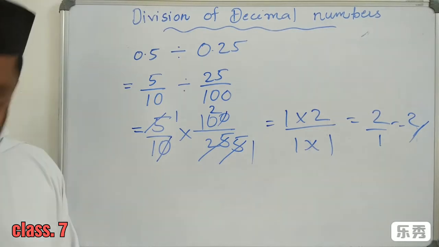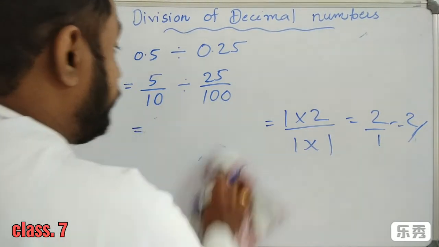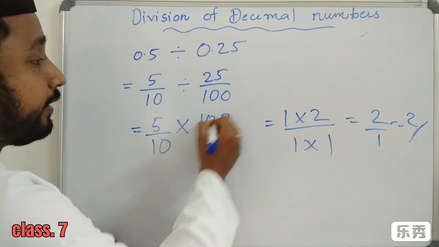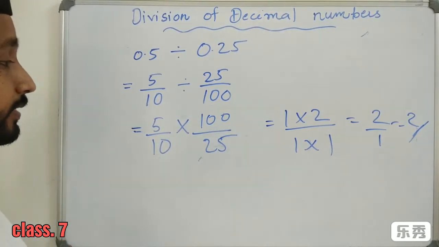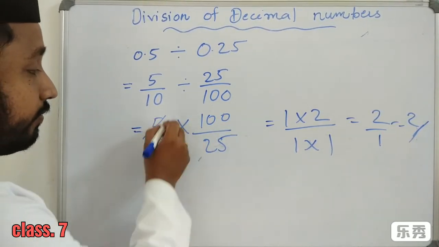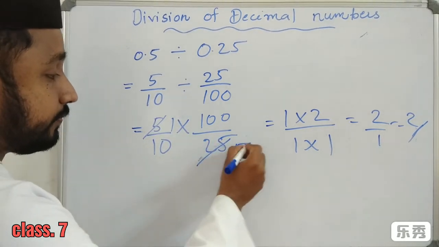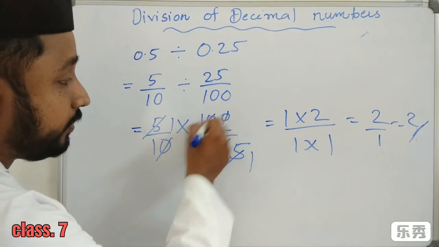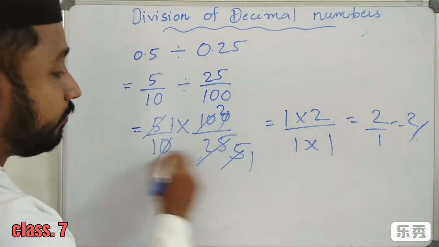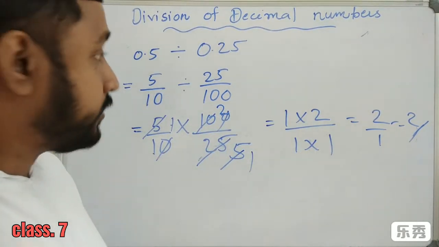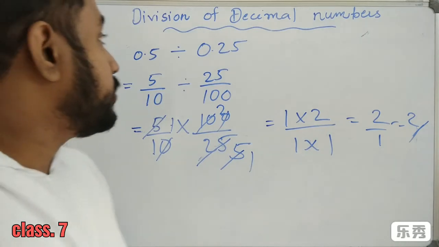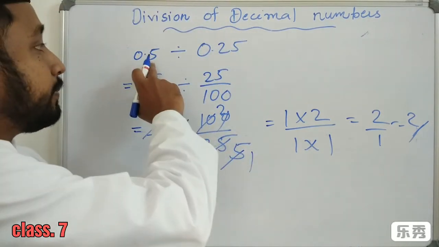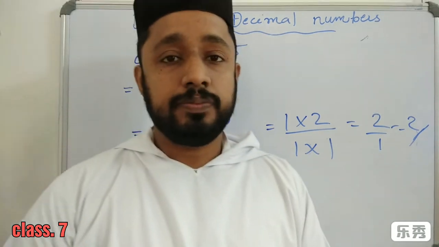I will say once again, 5 by 10 into 100 by 25. We can cut here 5 one time, 5 times, then 0 cut, then 1 time, 2 times. That is 1 into 2 by 1 into 1, that is 2 by 1. The answer is 2. So 0.5 divided by 0.25 is equal to 2. So we can divide a decimal number by another decimal number.